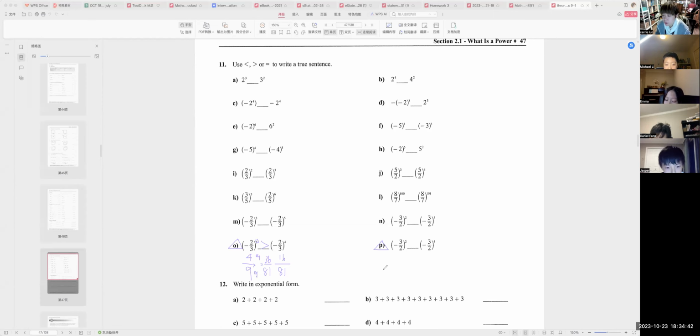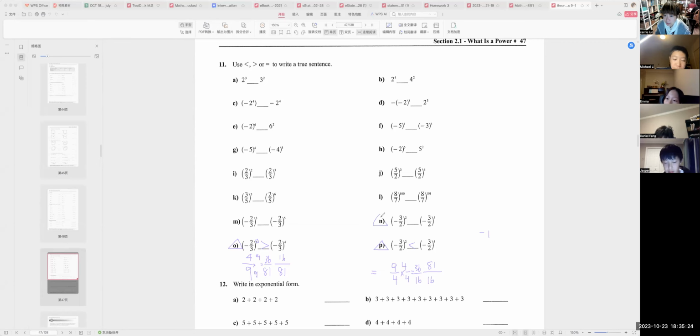Get it, everybody? Okay, so let's take number P. Because negative 3 over 2 is smaller than negative 1, both of them are positive. So it's 9/4 and 81/16. I want to make the denominator the same, so I'm going to times 4 and 4, so 36/16. This time, this one is smaller. It looks like they're the same, but because the base is different, it brings the whole result into a different level. Get it, everybody?